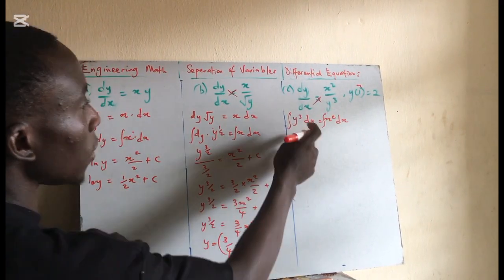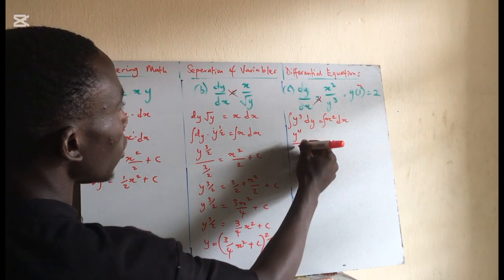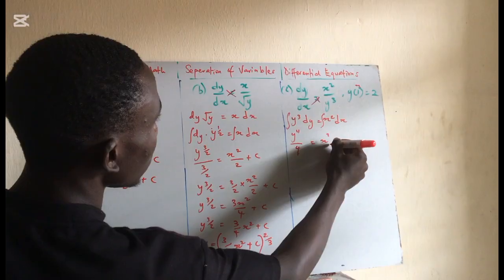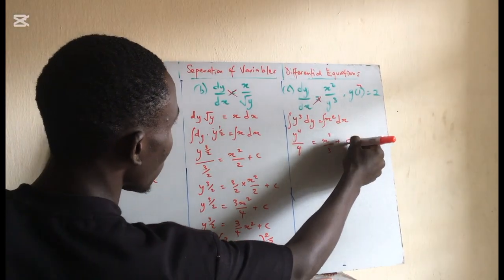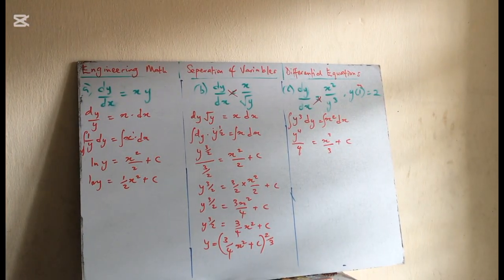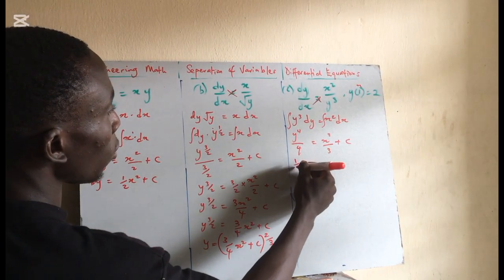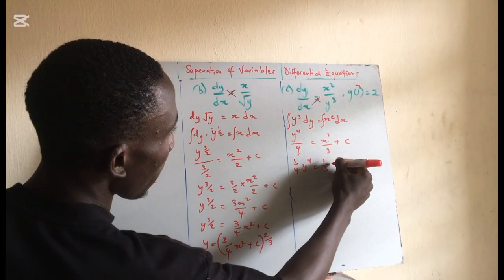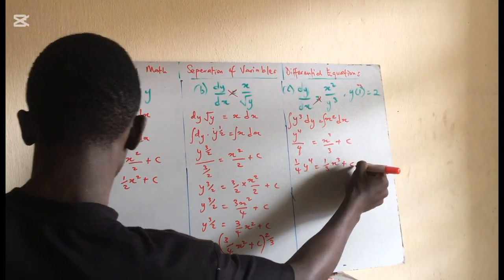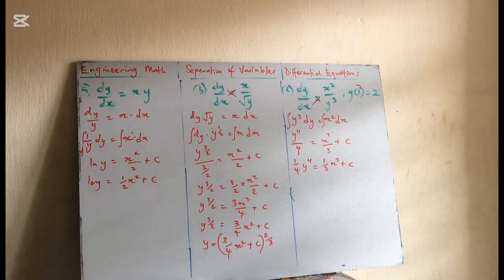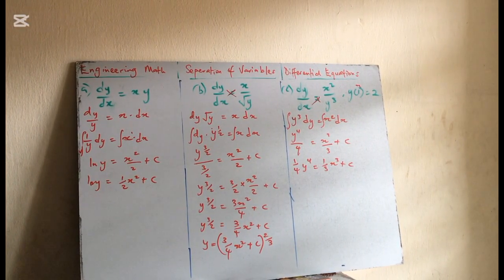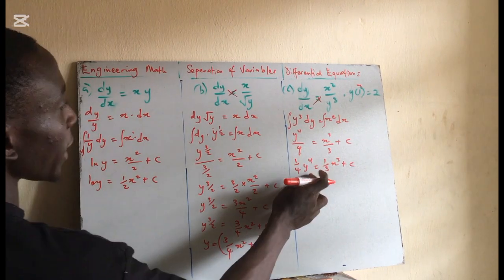Integrate both sides. If we integrate this, that will be y raised to power 4 over 4, and here will be x raised to power 3 over 3 plus c. Right? Now you can rewrite this function to be 1 over 4 y raised to power 4 equals 1 over 3 x cubed plus c. So after that, what we are going to be doing is to make y the subject of the formula. We want to isolate this y.